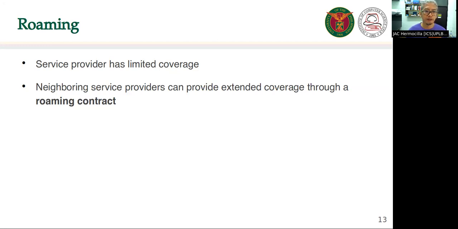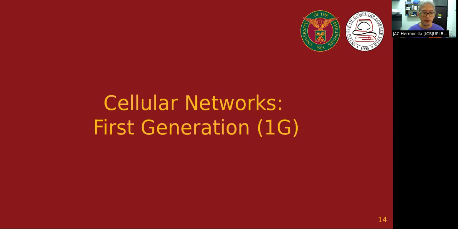So let's look at the different types of cellular networks. The first one is what you call first generation, or 1G network. Probably it was in the Philippines, I got my cell phone when I was in college, maybe second year college. So it still uses the 1G technology.